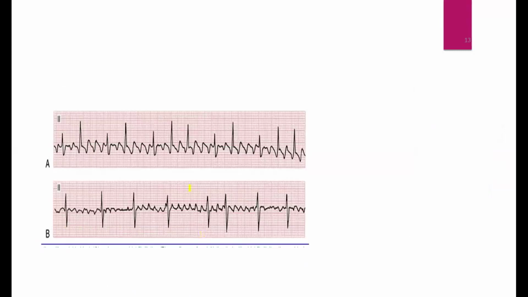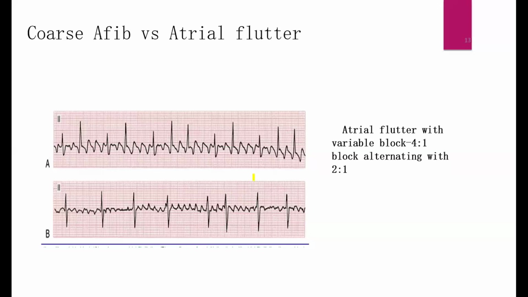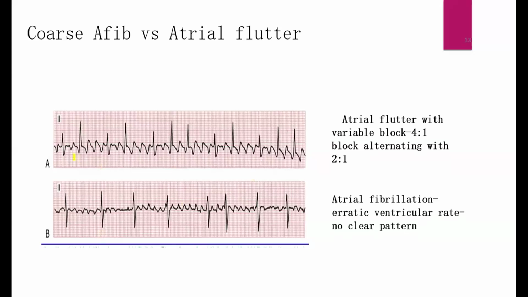Same thing here. If you look at the first one, you have 1, 2, 3, 4, then you have 2, then you have 1, 2, 3, 4. So you have 4 to 1, 2 to 1, 4 to 1, 2 to 1, that is alternating. But here you have no discernible pattern. You have 1, 2, 3, 4, 5, 6, then 1 through 8, then 1 through 7. So no discernible pattern, the ventricular contractions are irregular, an erratic ventricular rate with no clear pattern.